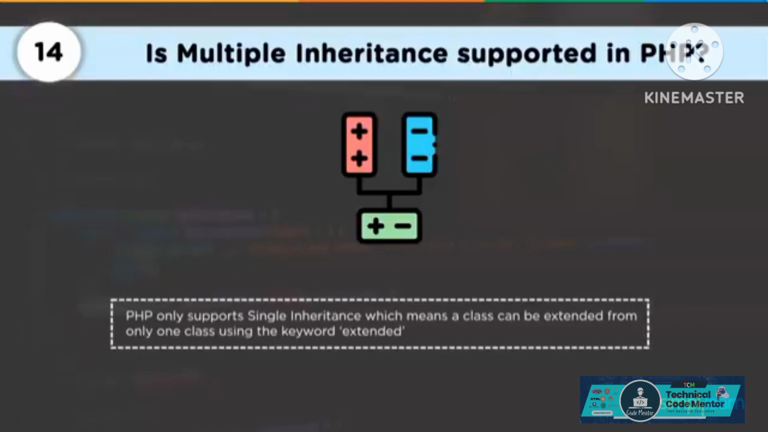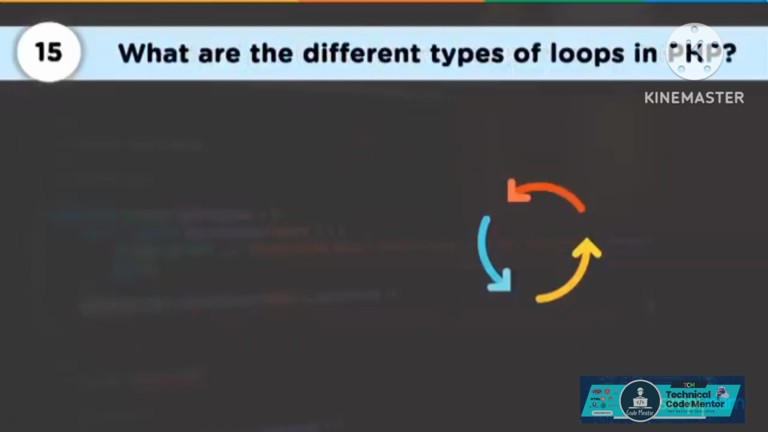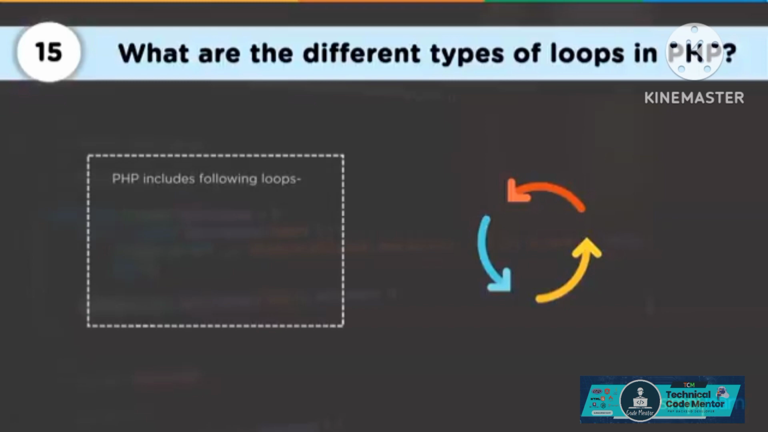Next, is multiple inheritance supported in PHP? So PHP only supports single level inheritance, which means a class can be extended from only one class using the keyword extends. Next, what are the different types of loops in PHP? So PHP consists of a while loop, a do while loop, a for loop, and finally a foreach loop. So PHP consists of a total of 4 loops.